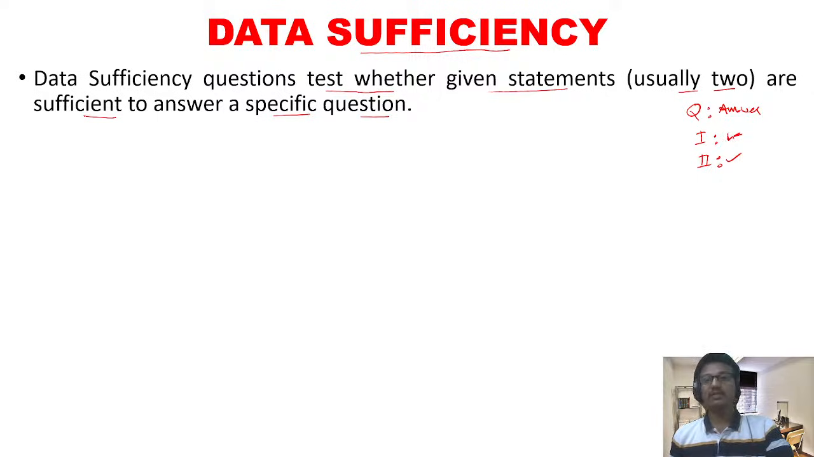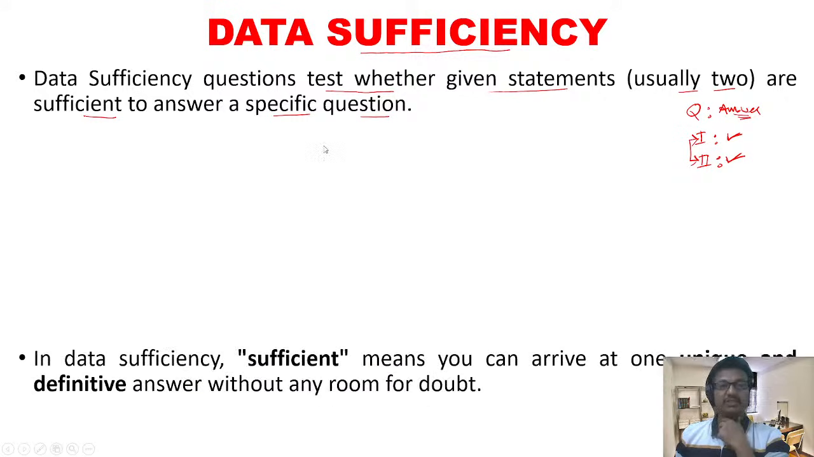Only statement 1 will help us in answering the question, or only statement 2 will help us in answering this question, or both together will help us in answering this question, or none of them are helpful to answer this question. So these kinds of possibilities will be there. You need to identify one of the possibilities. That is what we need to test in data sufficiency questions.